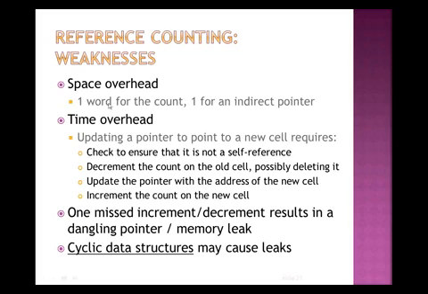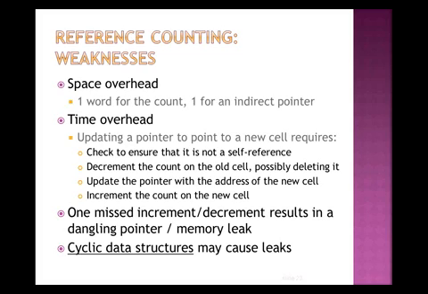Now, what are the limitations? The space overhead, that is, it requires more space for counting. That is one word for the count, and one word for the indirect pointer. There is a time overhead, that is, updating a pointer to point to a new cell requires a check to ensure that it is not a cell reference, and decrementing the count of the old cell. So these are the various time overheads required whenever we use reference counting.